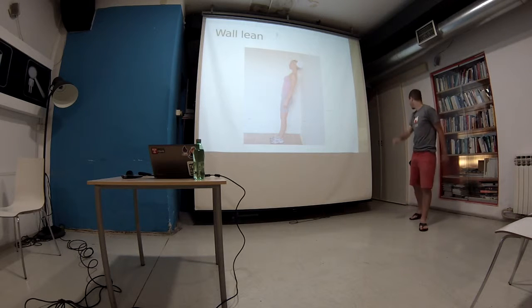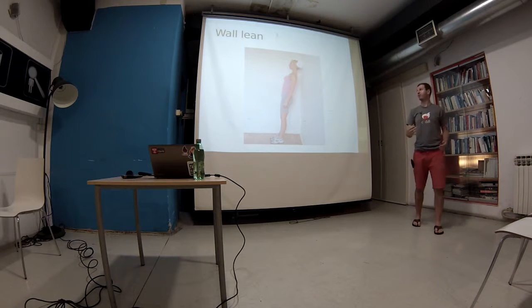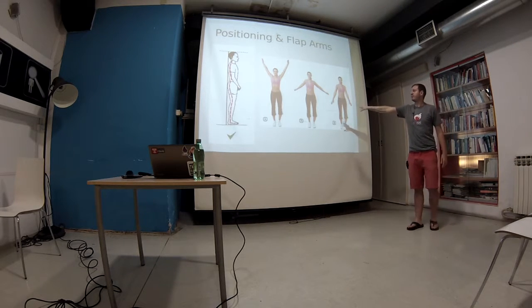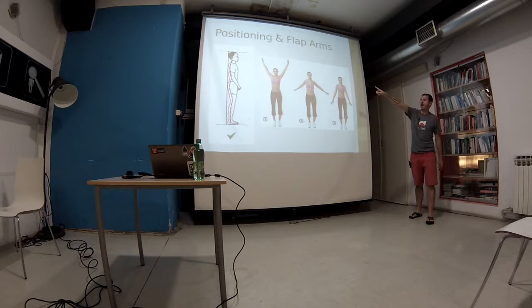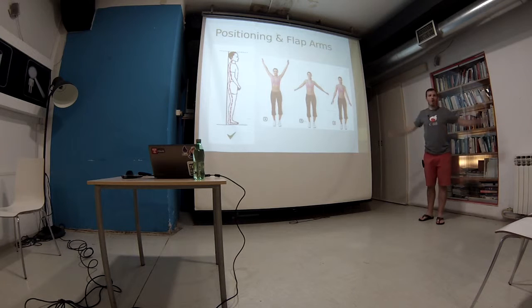So you can do a wall lean. It's a lot of pressure on your lower back, but you can just do this for 15 or 20 seconds. Tuck your chin in, and this will really strengthen your neck and start to pull your head backwards. You can also do these 3 exercises where you position your head, your shoulder, your butt, and your feet are all touching the wall. Flap your arms like a bird.